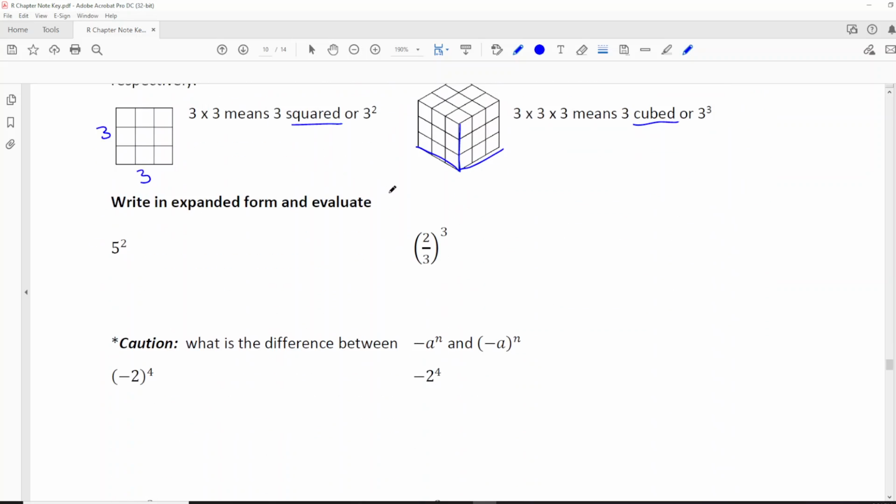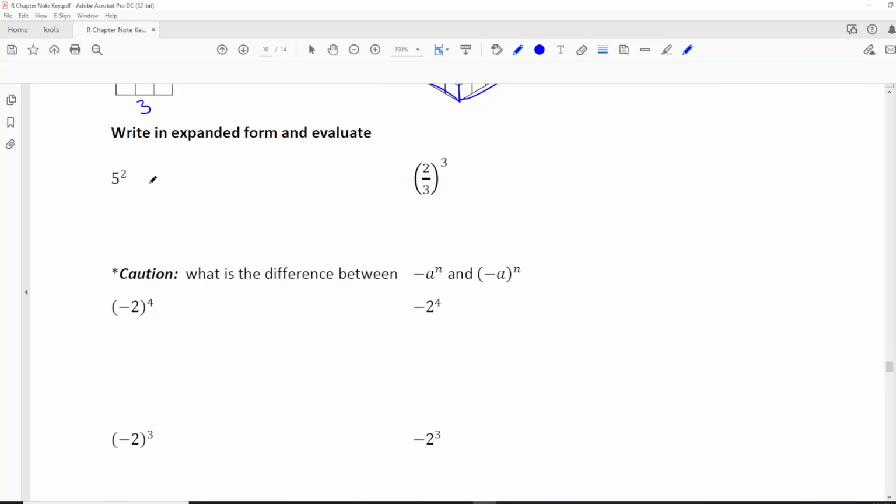All right, so the first thing is simple. I just want you to write things in expanded form and then evaluate. So understanding that 5 squared is 5 times 5, and then evaluating means performing the operations. So 5 times 5 is 25. If I have 2/3 to the exponent 3, my base is 2/3. So it's 2/3 multiplying by itself 3 times. Now we haven't done one like this yet. When you have more than one fraction multiplying together, you still just multiply across. This would be 2 times 2 times 2, which is 8, over 3 times 3 times 3, which is 27.